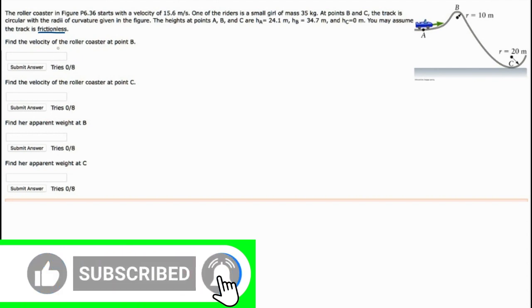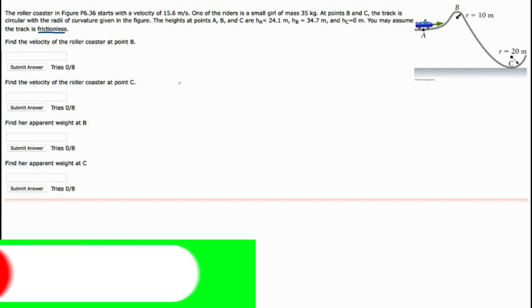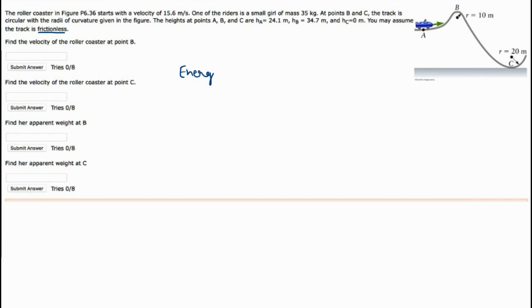This is strictly based on energy conservation. For part A, the energy at A is going to be the energy at B. At A, the energy is kinetic, which is half mv square. In fact, let's not take this as the reference. Let's take ground as the reference because the height with respect to ground is given. So the ground is the reference.